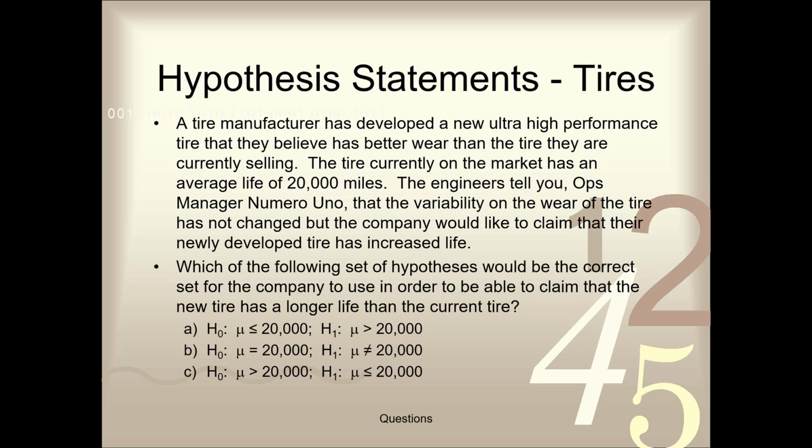Okay, so notice I'm going back to a mean problem. Which of the following set of hypotheses would be the correct set for the company to use in order to be able to claim that the new tire has a longer life than the current tire? Notice this says average life of 20,000 miles. And the claim is that it's longer life than the current tire. So I'd have greater than 20,000 in my alternate hypothesis. So the only option there would be A. And it checks out because the equal sign is in the null.